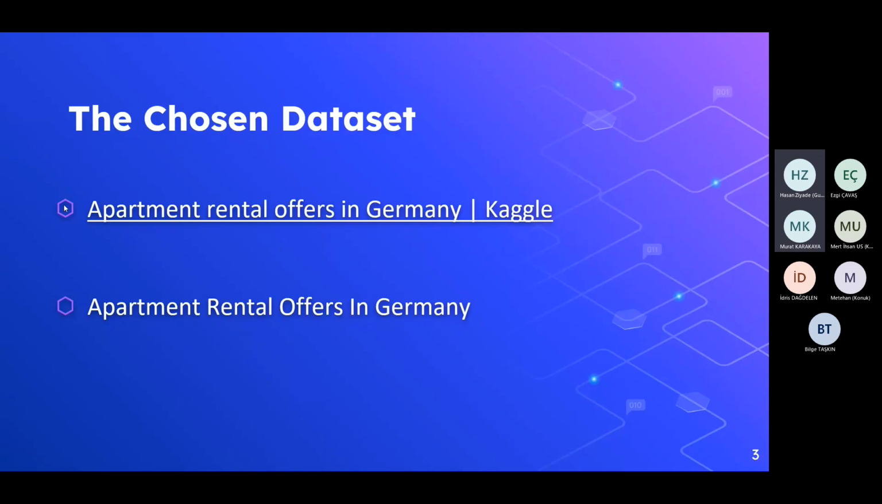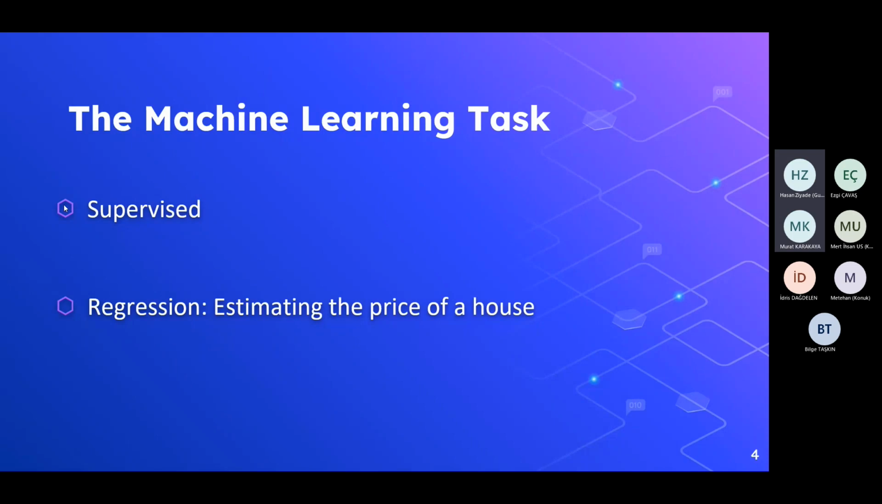We got this data set from Kaggle. Our machine learning model will be about predicting the rent prices from this data set. The machine learning task will be supervised because we have the features and we have the target value, which is the total rent.